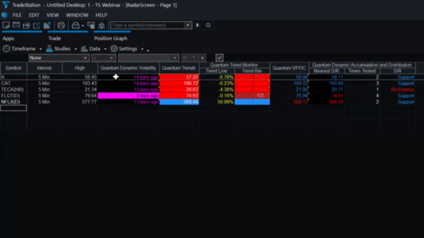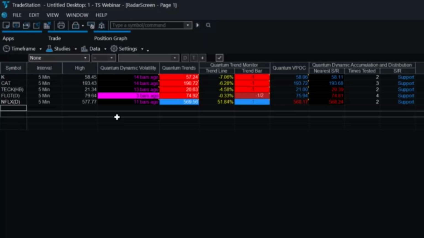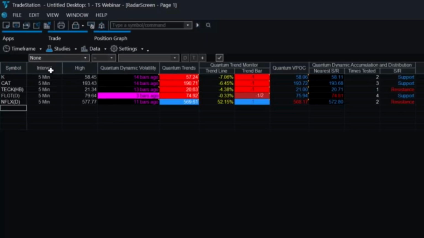But I just want to show you what I've done in terms of setup, because what you do with the radar screen is very, very powerful. I'll pass over to David and he can explain what it will do for you in much more detail. But one of the things it does, it allows you to add in indicators, standard indicators and proprietary indicators. And how I've set this up is I've got a time interval. I've got 5 minutes. It gives me the high of the stock.